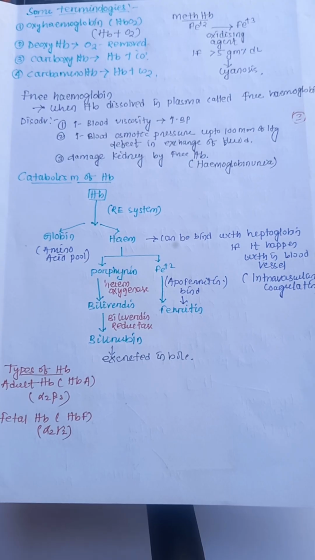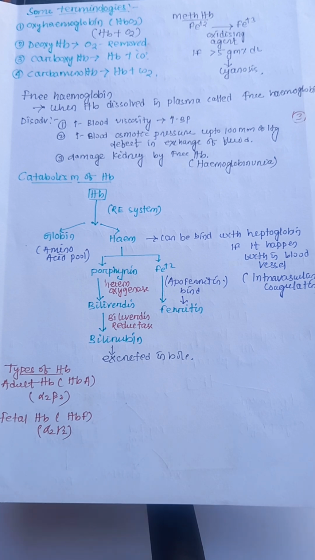Here are some terminologies: oxyhemoglobin, deoxyhemoglobin, carboxyhemoglobin, and carbaminohemoglobin. As you already know about these, I'm not going to say more about them. And the methemoglobin concept, where Fe2+ is converted into Fe3+ due to an oxidizing agent. If it's greater than 5%, it causes cyanosis, which is the bluish discoloration of the tips of the fingers and the tongue.